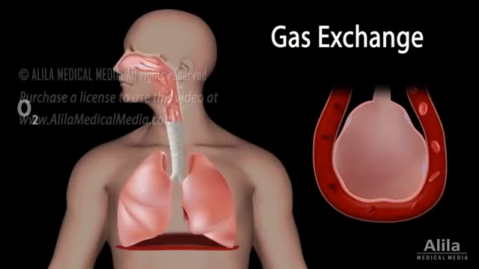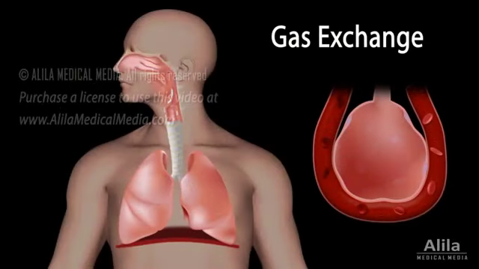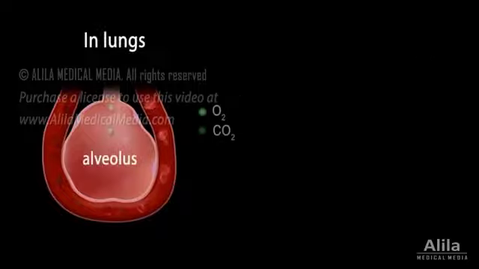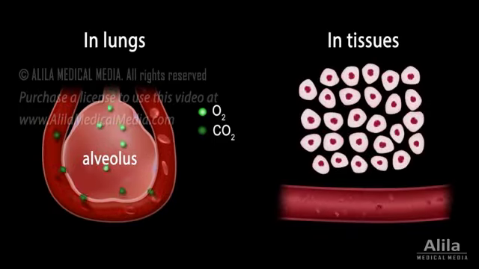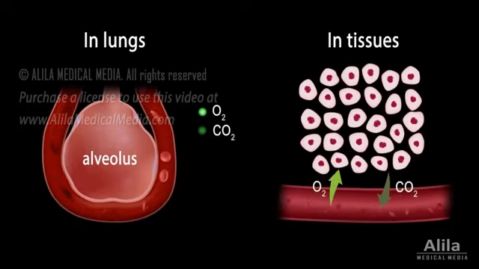Gas exchange is the major purpose of the respiratory system. Inhaled air unloads oxygen and picks up carbon dioxide in the alveoli of the lungs, while the blood picks up oxygen and unloads carbon dioxide. The oxygenated blood then travels to the body's tissues, where the reverse process happens.